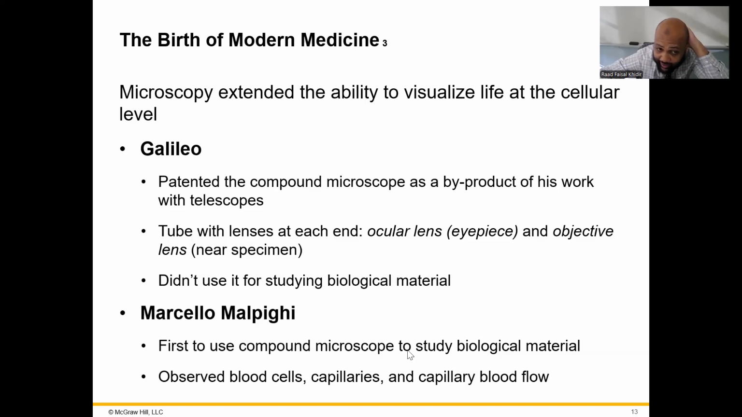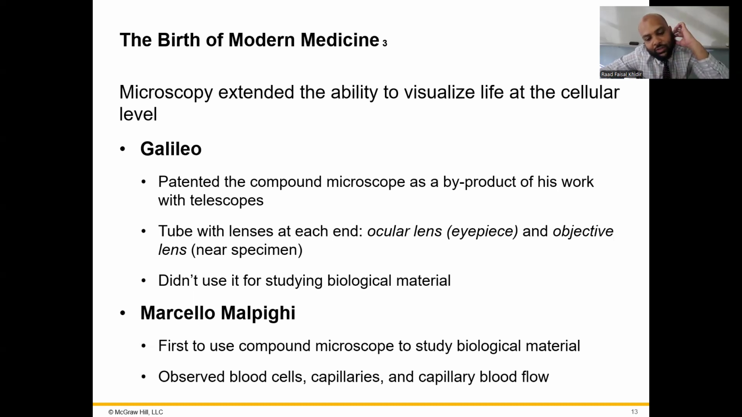But he helped in the making of the ability to visualize smaller objects using two lenses. What was the name of the lens closer to the eye called? Ocular lens. Very good. And the lens that is very far, near the object you want to see, is known as the objective lens. Very good. Then Marcello Malpighi was the first to use the compound microscope to study biological material.